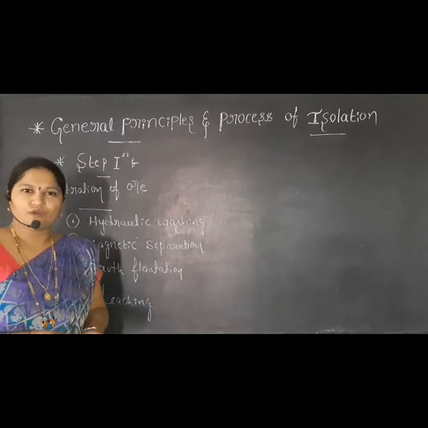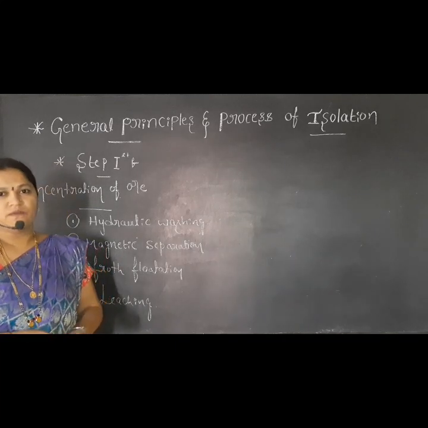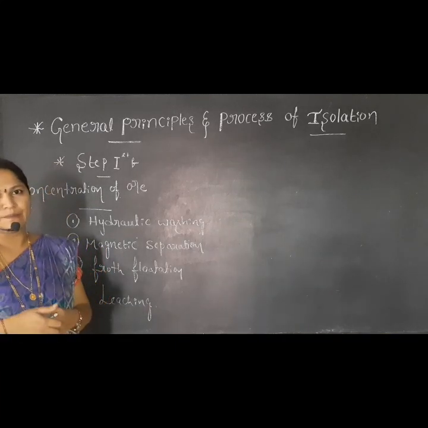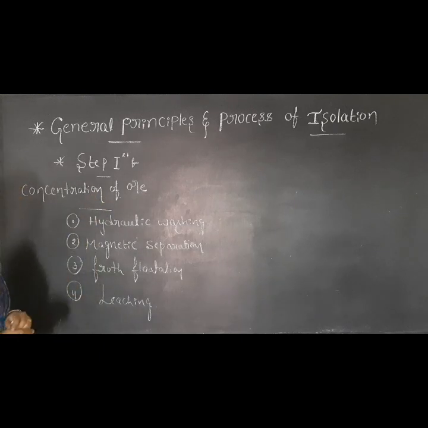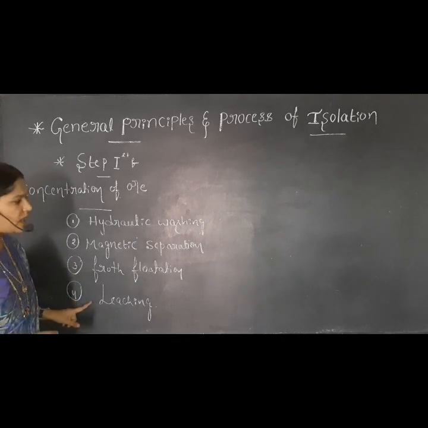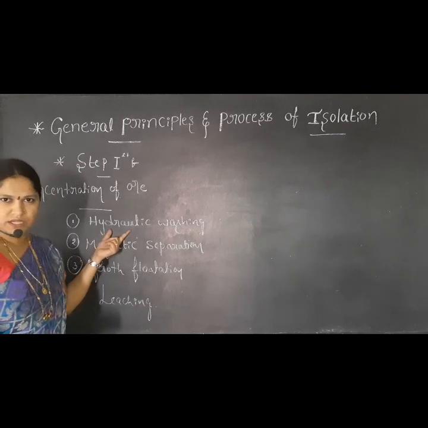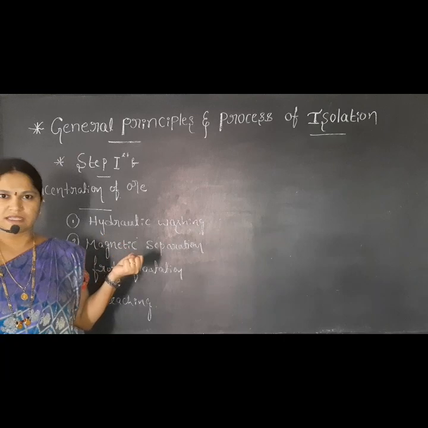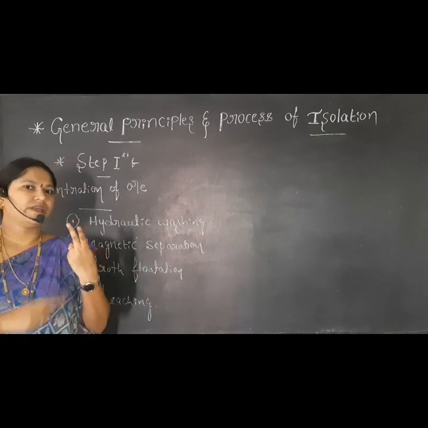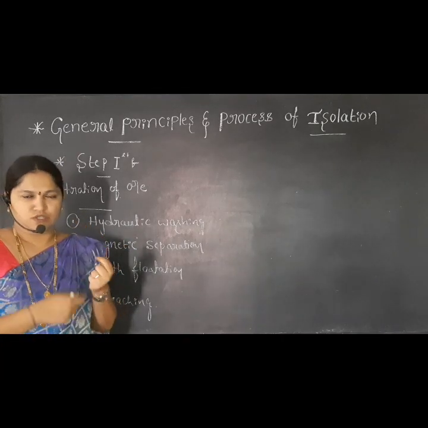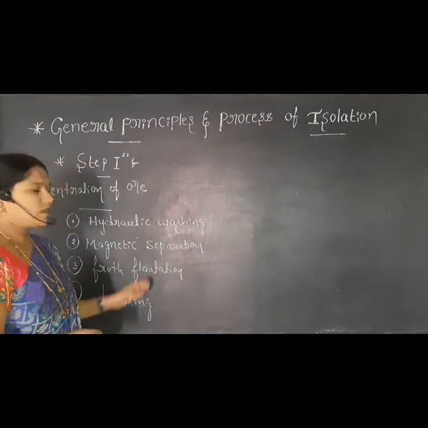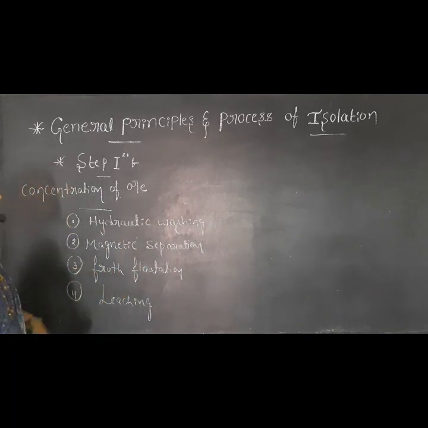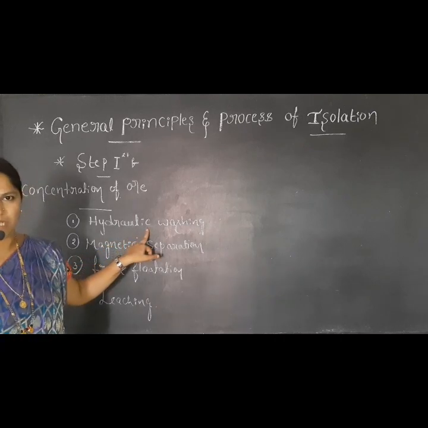Depending upon the nature of the ore and the gangue particles, we can adopt four general methods for concentration: hydraulic washing, magnetic separation, flotation, as well as leaching. We already discussed hydraulic washing. The principles are very important. If the question in the annual examination is for 2 marks, definitely 1 mark will be assigned for the principle, so you must write the principle for all these methods.